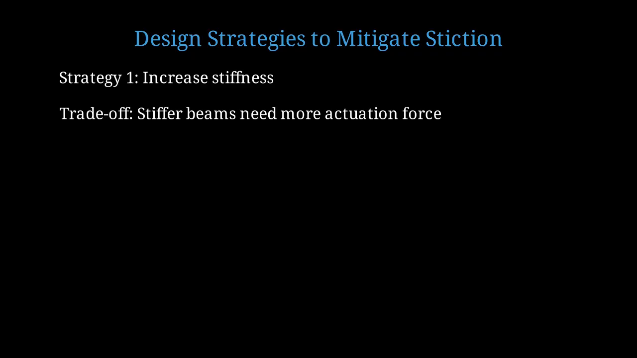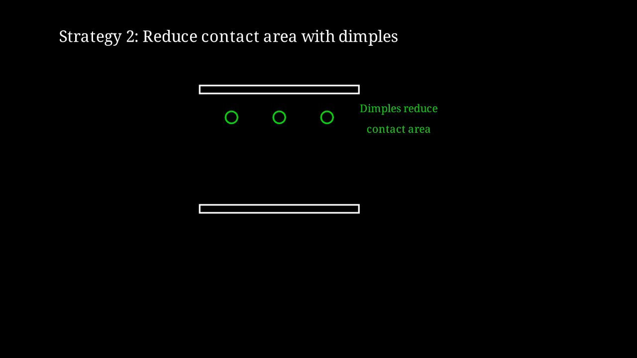higher voltages. Strategy 2. Reduce the contact area by adding dimples or bumps to surfaces. This reduces the total van der Waals or Casimir force by limiting the area over which surfaces can come into close contact. Dimples are small protrusions on the surface. When the surfaces come together, only the dimples make contact, creating a much smaller effective contact area. This can reduce stiction force by orders of magnitude.